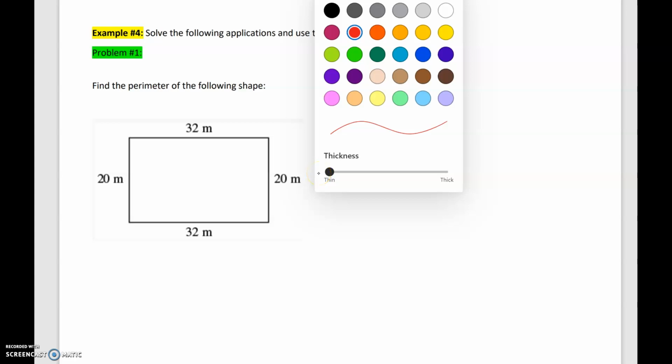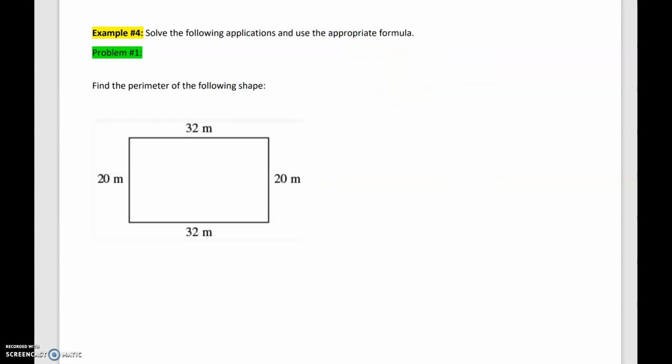Hi class, we need to take a look at a couple of applications. So take a look at the first problem. They're pretty much asking us to find the perimeter, which represents the distance around the object. And then they also want us to use appropriate formulas. So let me put the formula for the perimeter.